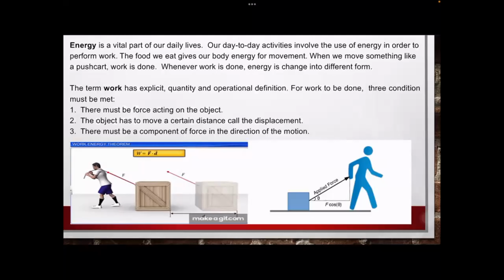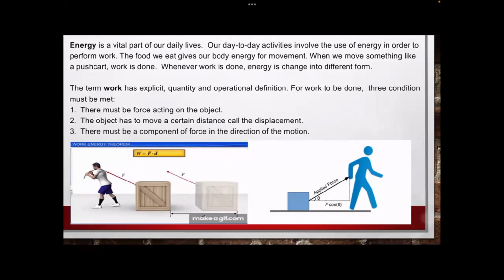The term work has an explicit quantity and an operational definition. For work to be done, three conditions must be met. Number one, there must be a force acting on an object. Number two, the object has to move a certain distance called the displacement. And number three, there must be a component of force in the direction of the motion.